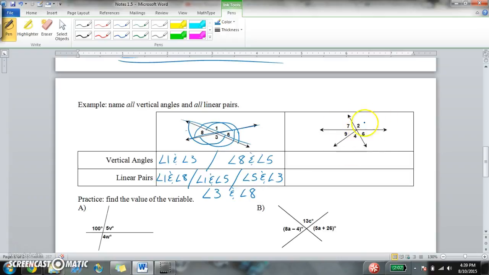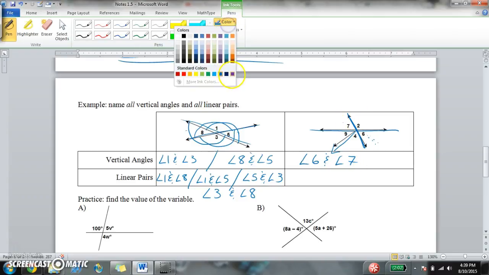This next one is a little bit more complicated. So vertical angles. So we've got this line right here, this line right here, and then this other ray right here. So if I look at those first two lines, angles 6 and 7 both use those two straight lines, and they are across from each other. So angle 6 and angle 7 would be considered vertical angles.